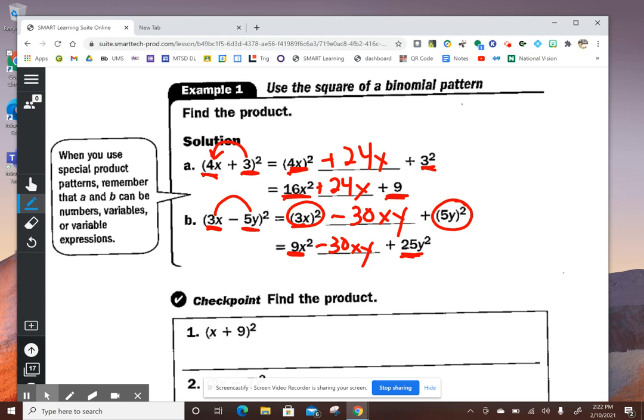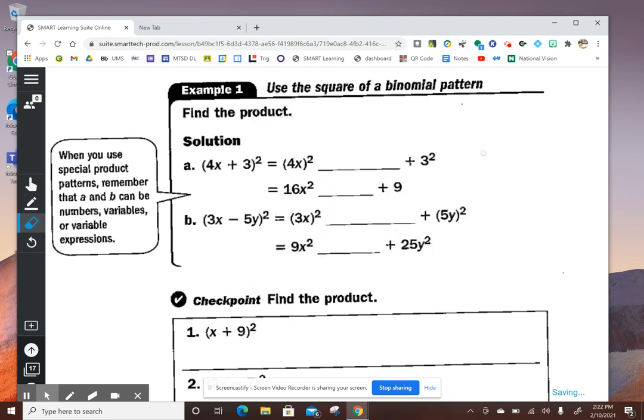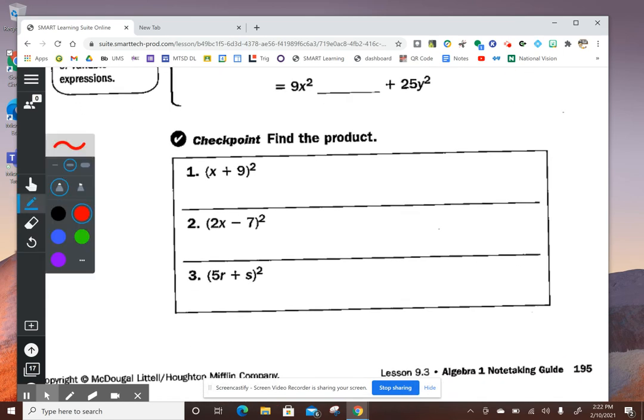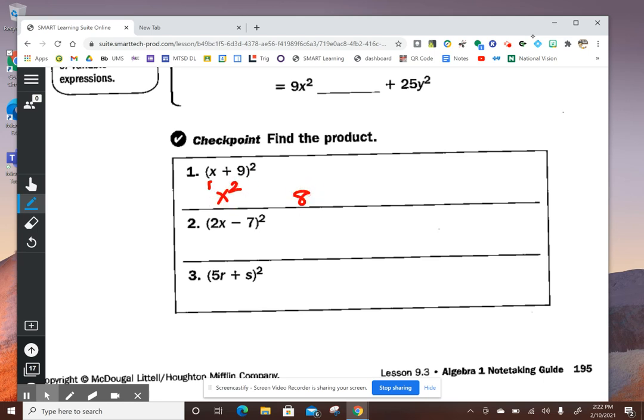Okay, so let's try the next one together, and then you're going to try the following two on your own. So I do square of the first, x squared, square of the last, 81. The middle term is 9 times x, which is 9x, double it, plus 18x. Okay, so now you try number 2 and number 3 on your own. Do it the shortcut way, check it by foiling, and then I'll go over it. So stop the video and start it again.